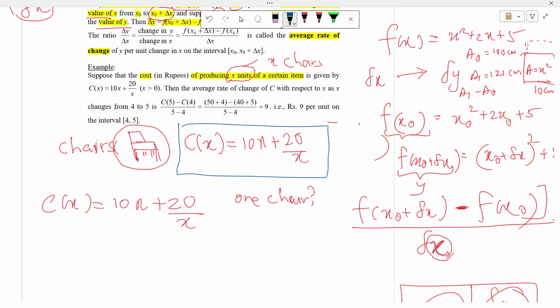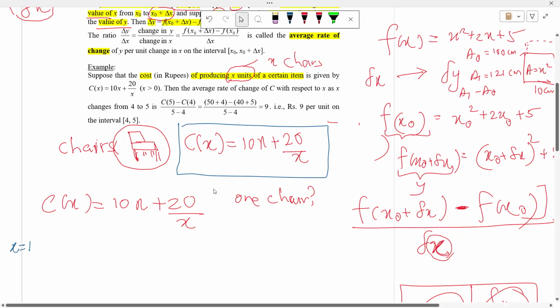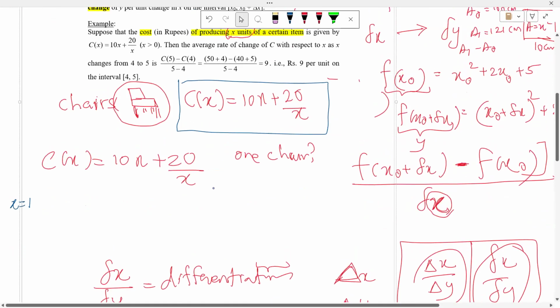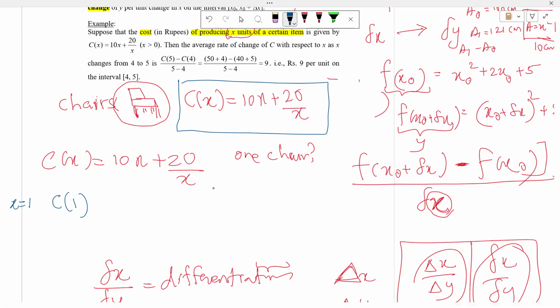That is their company model. We don't know why they are putting that term. They are just giving this function, which shows how the number of units they are manufacturing influences the cost. Now, to find the cost for one chair, you can put x is equal to 1. So C of 1 means the cost of manufacturing one chair.